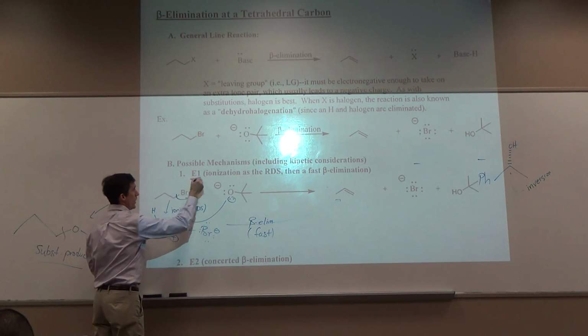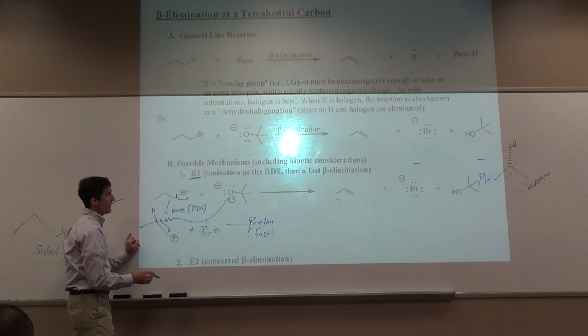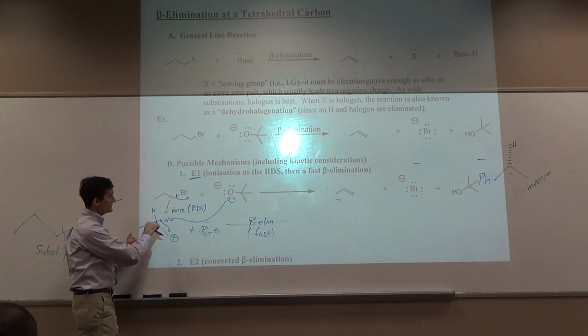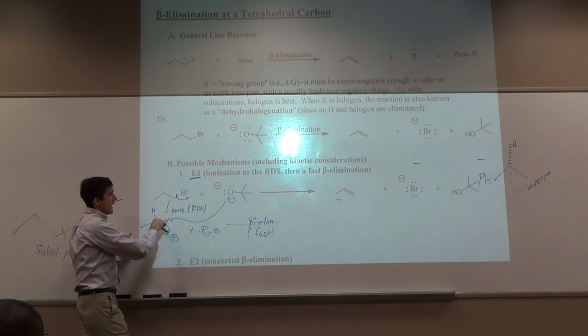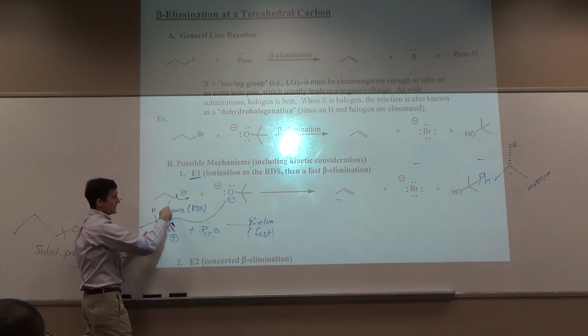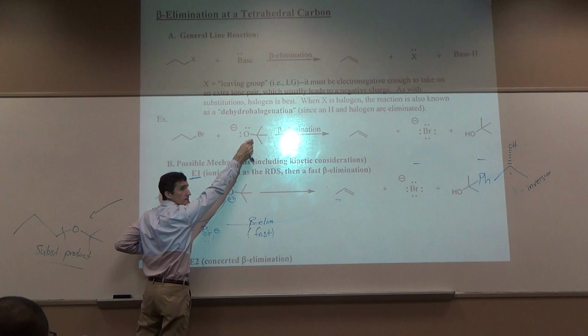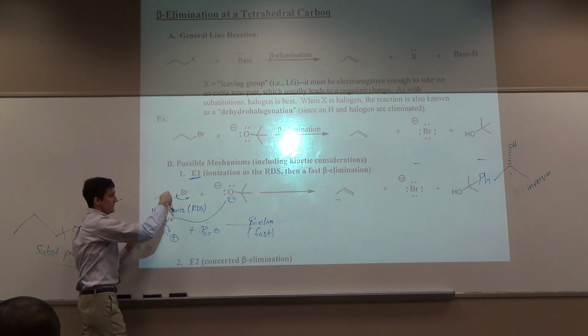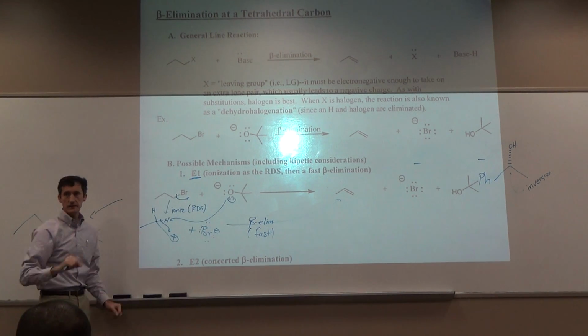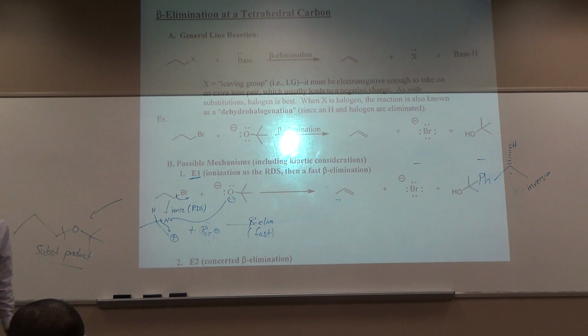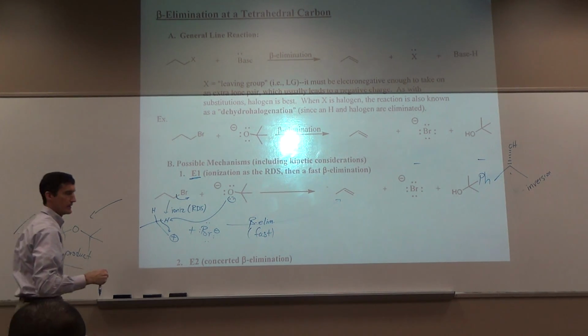Okay, we just did an E1. We're about out of time. Let me finish this up. Why is it called E1? Of the two substrates, how many are involved in the rate determining step? One. Is this involved in the rate determining step? No. That's why it's called E1. It's very analogous to SN1, except we do elimination.